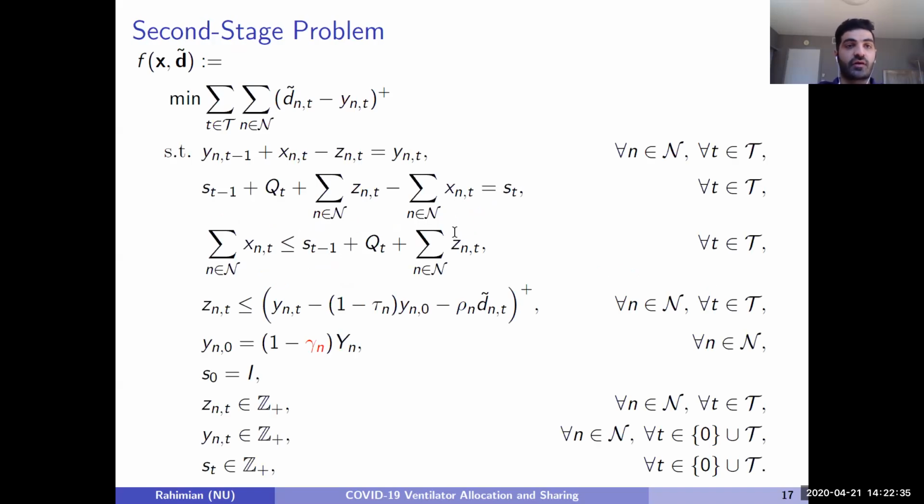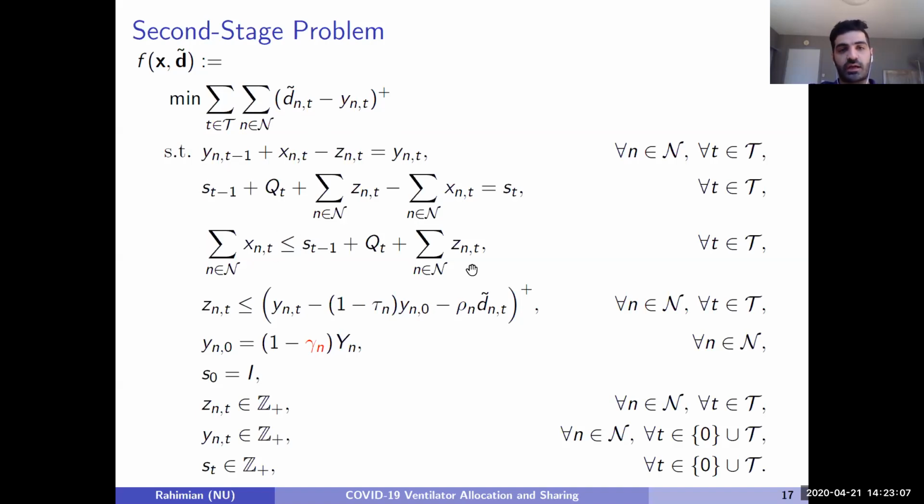The second stage is a function of the stochastic demand and the decision that we have made in the first stage. We want to minimize the total shortage, which is captured through this positive term here. Demand minus inventory, plus, is the shortage. I would have the standard flow balance equations for the inventory. The first equation is the flow balance for the state. The second one is for the federal agency, FEMA.